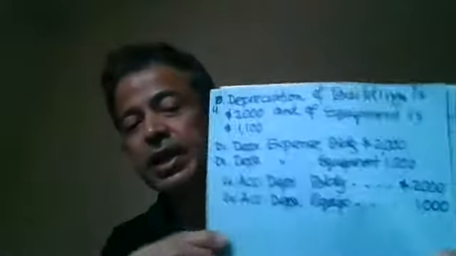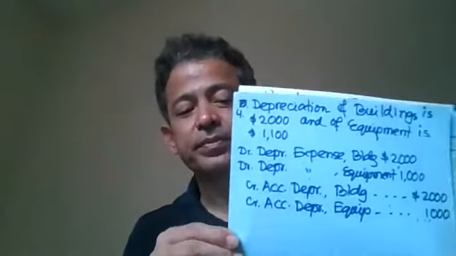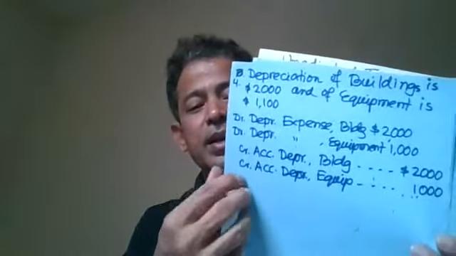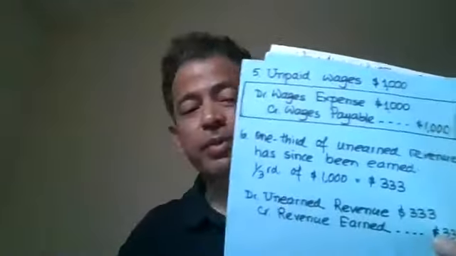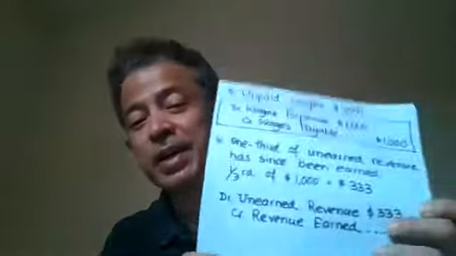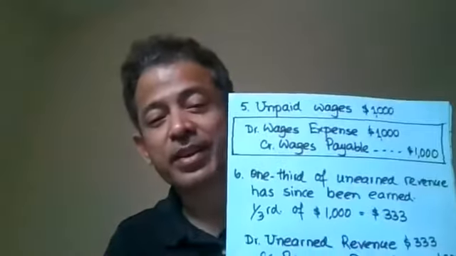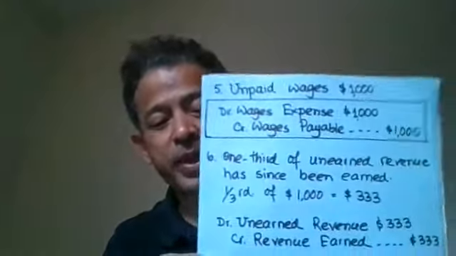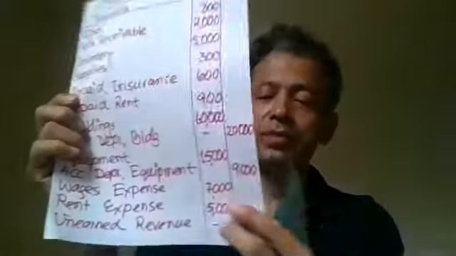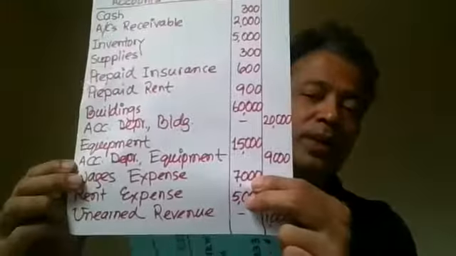All right, so this is a standard depreciation entry for every depreciation, as I said before: depreciation expense of the particular asset and credit accumulated depreciation of the relevant asset. So that's group number 4. The 5th one is easy, unpaid wages. We had wages expense. Here you can see there's an item called wages expense of $7,000.